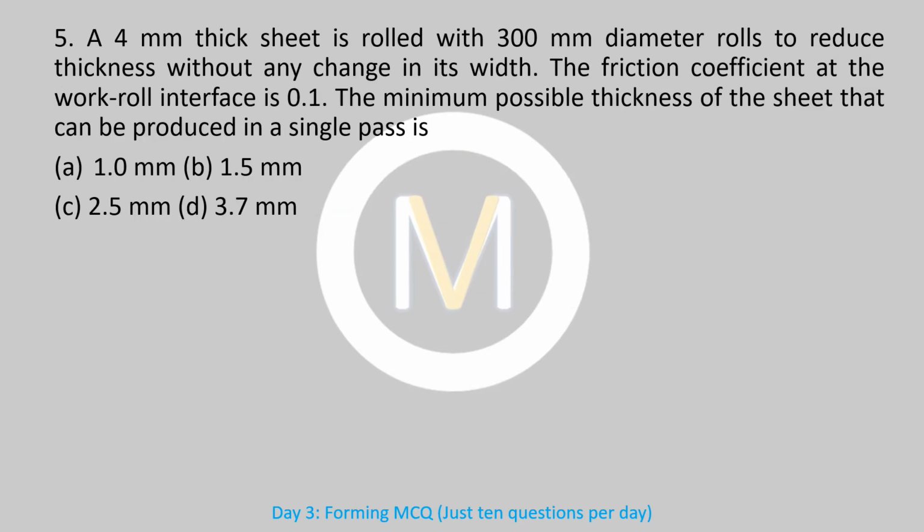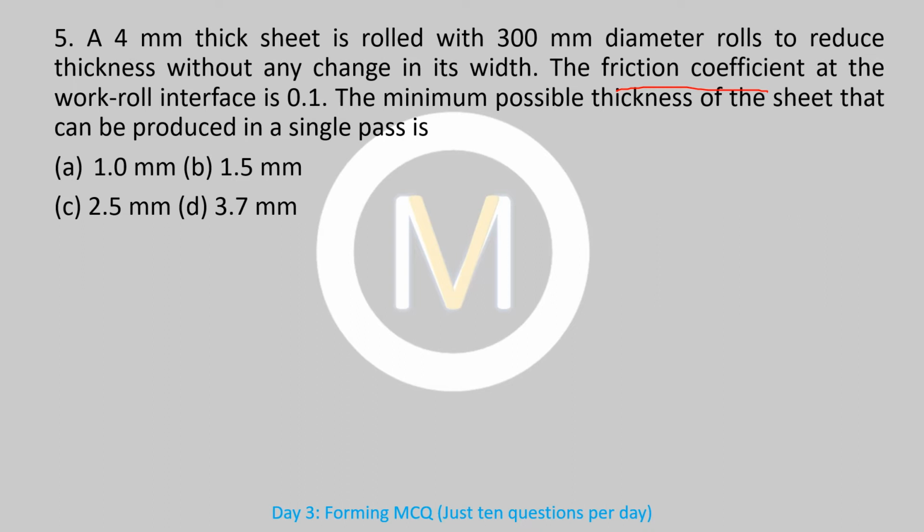Next question. A 4 mm thick sheet is rolled with 300 mm diameter rolls to reduce the thickness without any change in its width. The friction coefficient at the work roll surface interface is 0.1. The minimum possible thickness of the sheet that can be produced in a single pass is. So here we have to see that there is a limit of how much reduction is possible, and that is a function of coefficient of friction. So only that much of material will be able to be reduced.